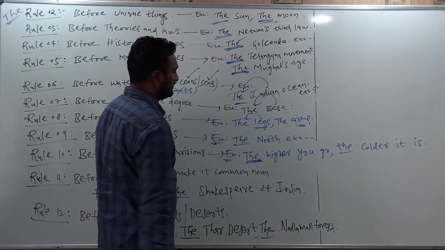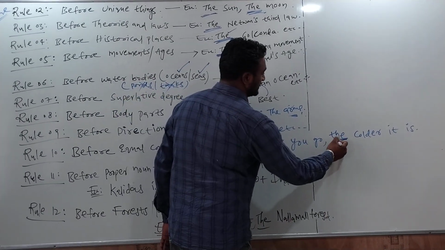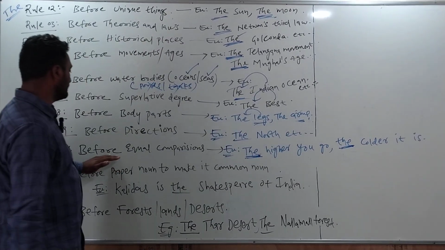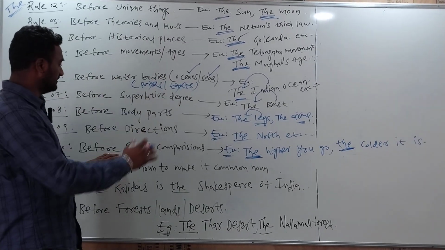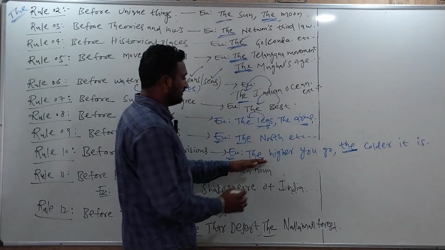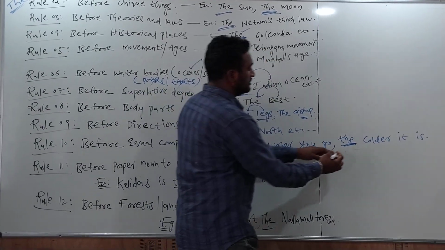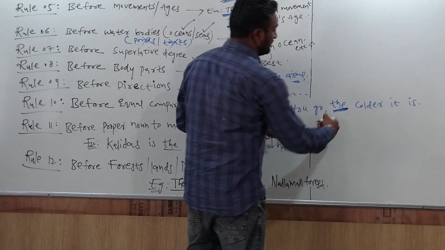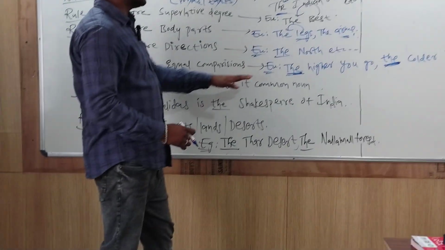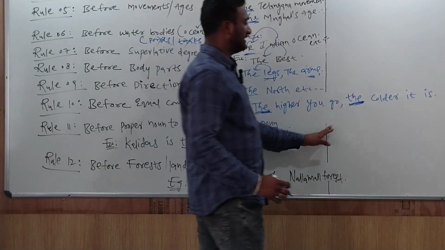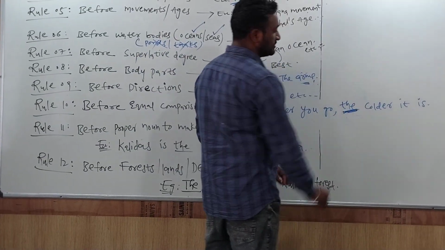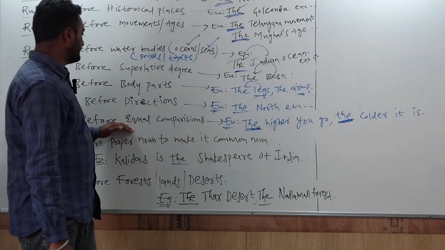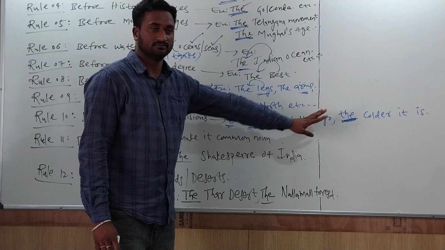Here I used article "the". Whenever you are saying something of equal potentiality, we are comparing things equal in nature. So here we are saying that the higher you go, you should not write here "a colder it is" or "an colder it is". Whenever you want to compare equal things, you should use article "the". And in the examination, you may be asked to identify the error in the given sentence. So it will be helpful. Whenever equal comparisons are there, you should use article "the".